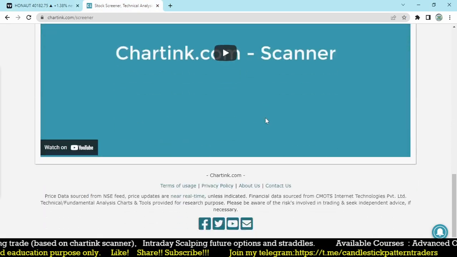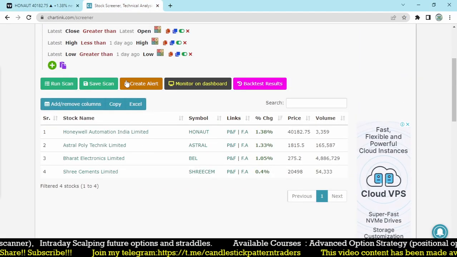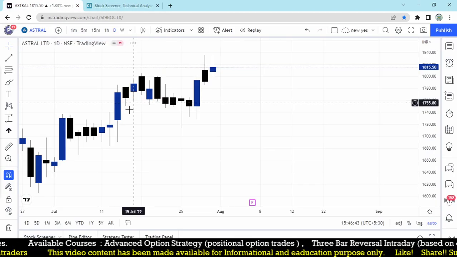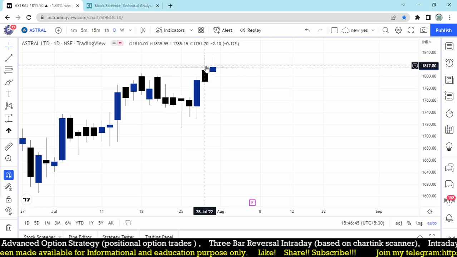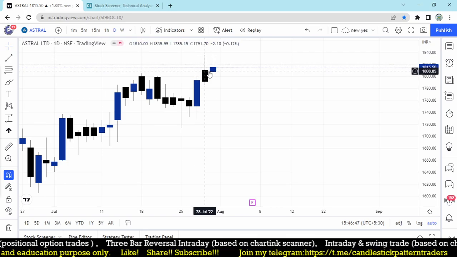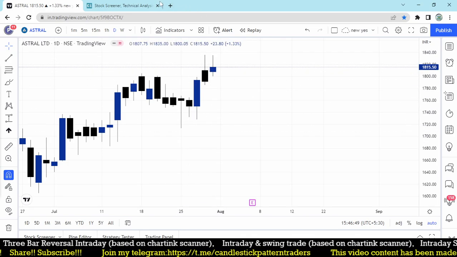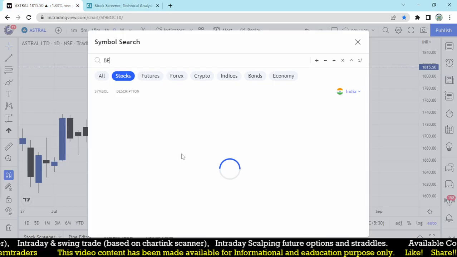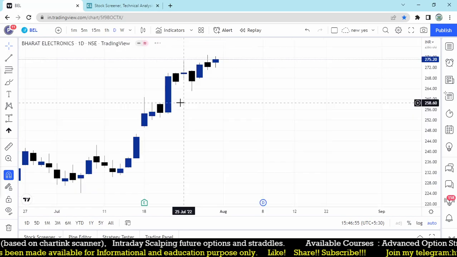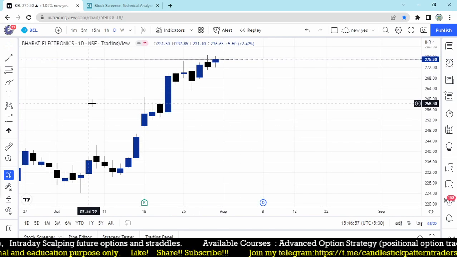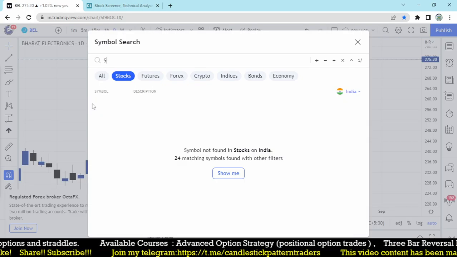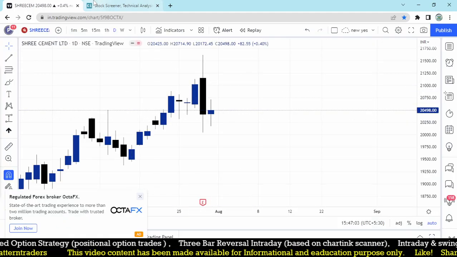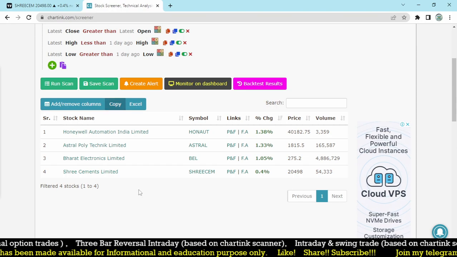And let's see how many stocks just form another one: Astral, BEL, Astral. That is also another inside bar compared to the previous day. Today's range is entirely inside. And Bharat, BEL, Shree Cement. BEL, yes, inside. Shree Cement also is inside. Okay, so these are the stocks.